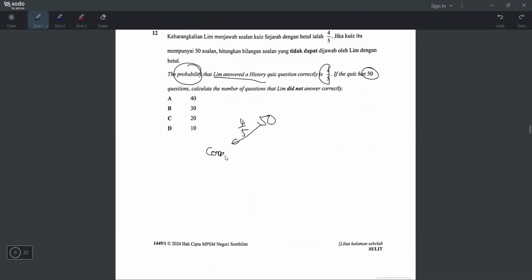So that means what is the probability of getting it wrong? 1 over 5 lah. Because total probability is always 1. And if you take 1 minus 4 over 5 is 1 over 5, right? So this one is the wrong. So what do they want? Calculate the number of questions that Lim did not answer correctly.